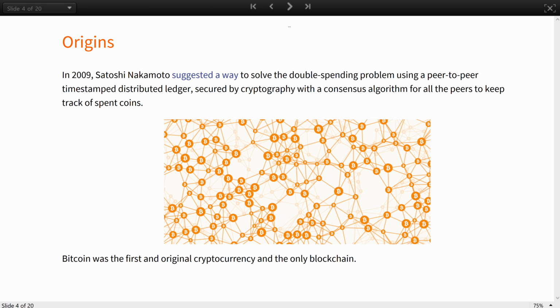In 2009, a pseudonymous person or a group of people going by the name of Satoshi Nakamoto suggested a way to solve the double spending problem. Their solution was using a peer-to-peer distributed ledger that is time-stamped, secured by cryptographic means, and implements a consensus algorithm for all the peers to keep track of spent coins. This led to the creation of the blockchain that is known today.